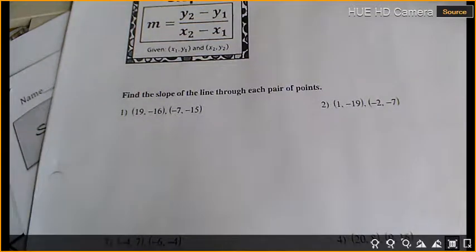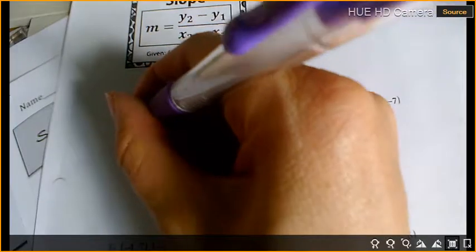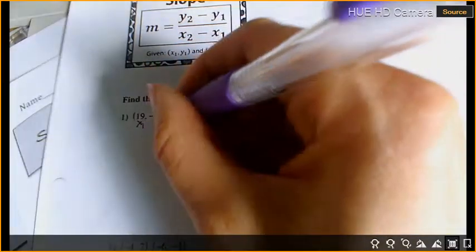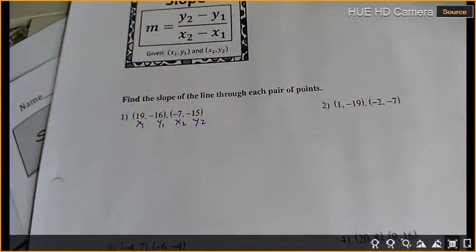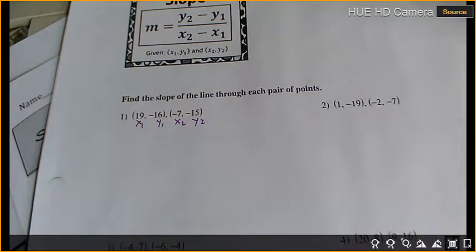So let's start with just this first one right here. This is x1, y1, x2, y2. Until you get used to it, because I know for a lot of you this is review, but we haven't done it in a while, I would label it like that. Okay? So now we are going to put it into the equation.